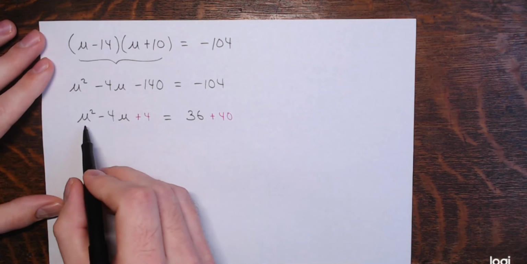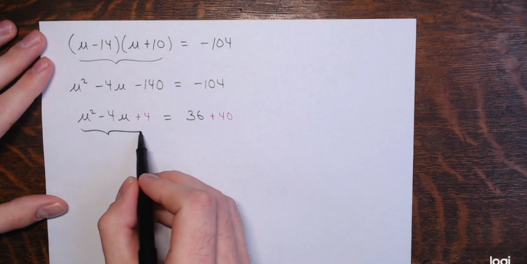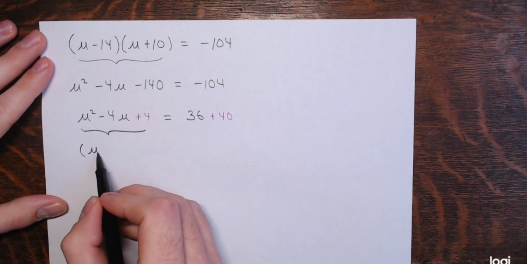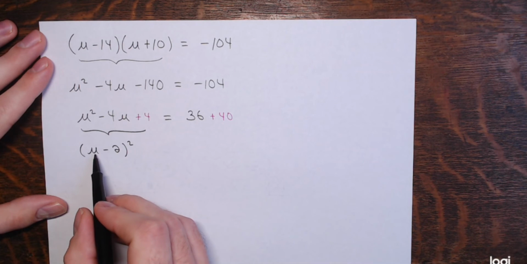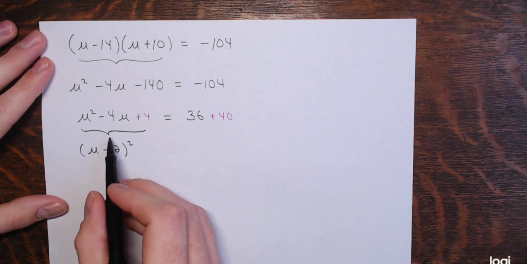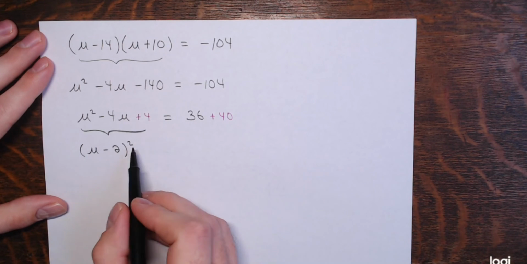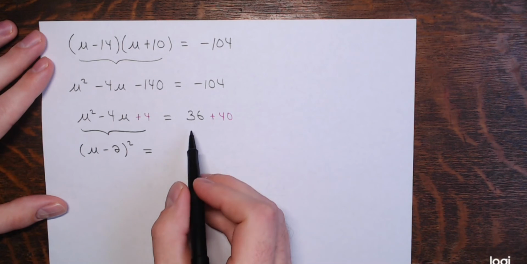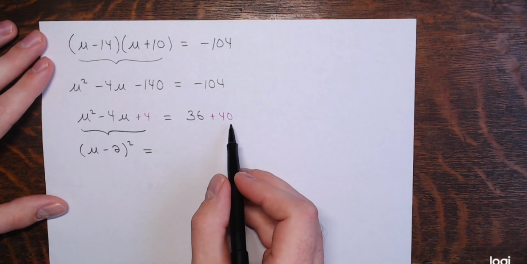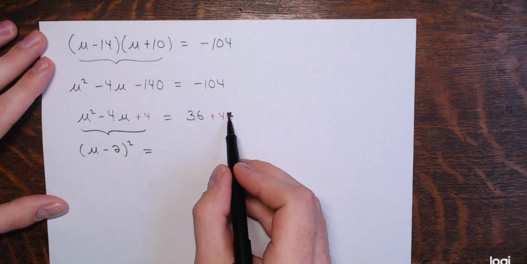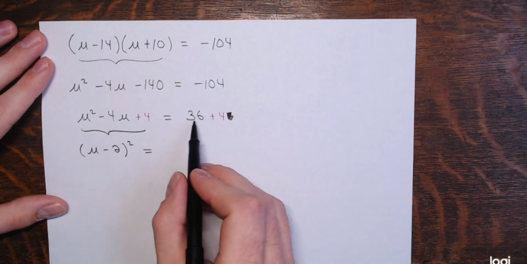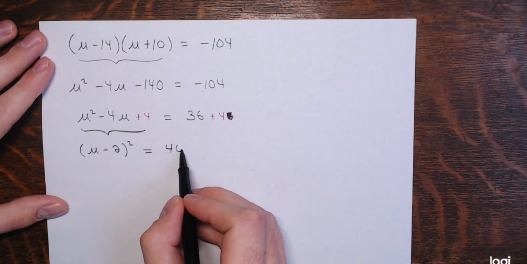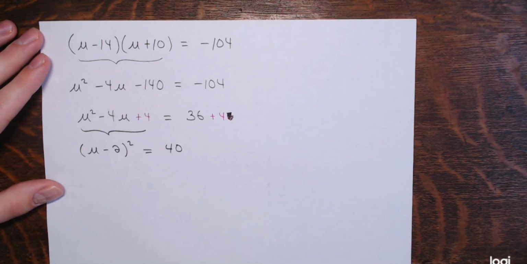Now this side is the quantity u minus 2 squared. It's the variable plus whatever half of b was. Half of b was negative 2. That quantity squared equals 36 plus 40, did I say 40? I added 4. Why did I add 40? I added 4 to both sides. 36 plus 4 is 40. I think that's why I wrote 40, because I knew the result would be 40.